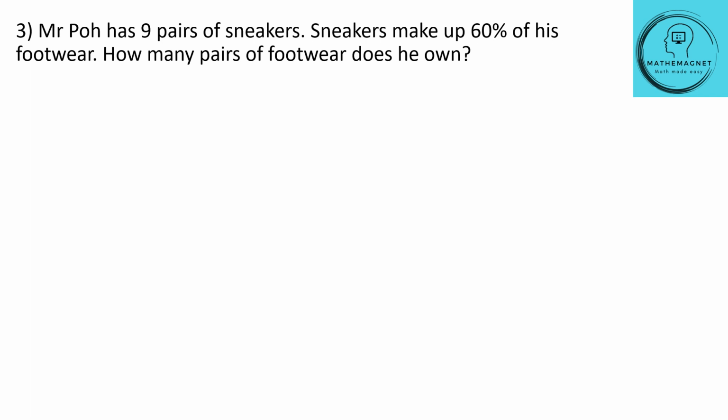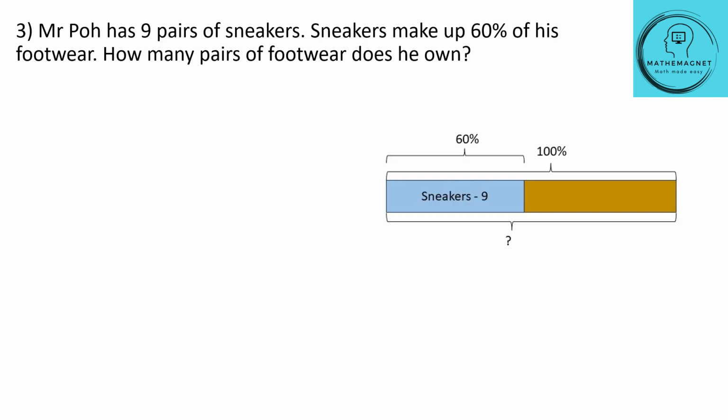Question number 3. Mr. Poe has 9 pairs of sneakers. Sneakers make up 60% of his footwear. How many pairs of footwear does he own? So they are saying Mr. Poe has a certain number of footwear, of which 9 pairs are sneakers, and these 9 pairs form 60% of the total footwear that he has. Then they're asking us to find how many footwear he owned at the beginning. So let's begin by drawing the bar model.